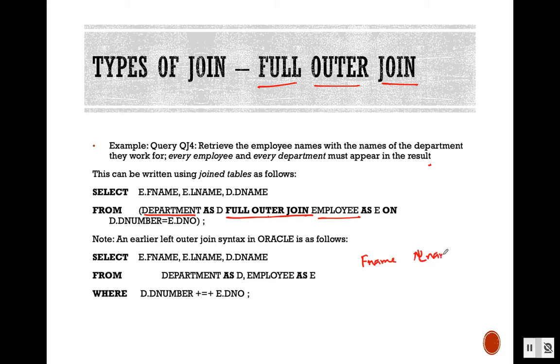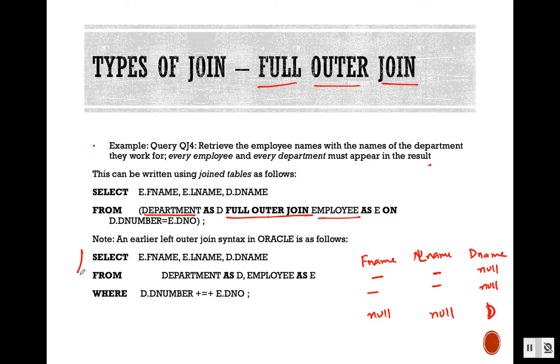Say we have F name, L name from employee and D name from department. We can have some employee where the DNO is null, so the D name value will be padded with null. Now we can have some department that doesn't have any employee. For that department, the F name, L name will be padded with null. That's how we can show the result of every employee and every department.